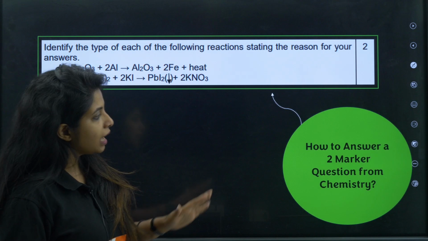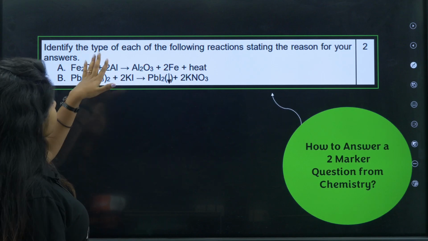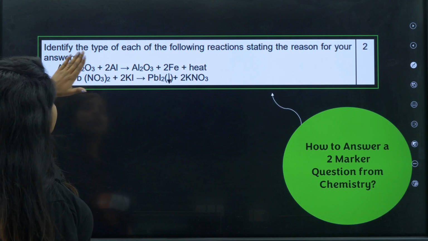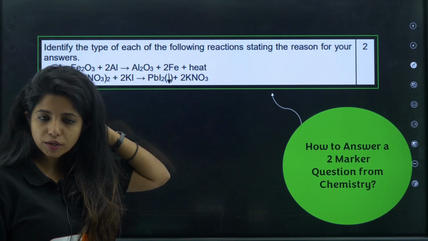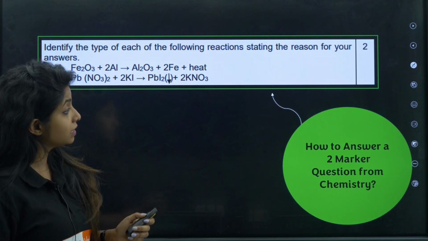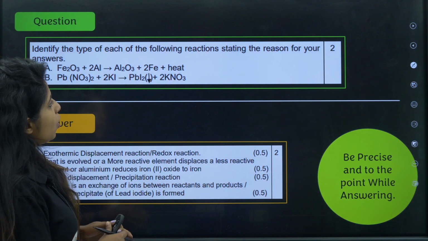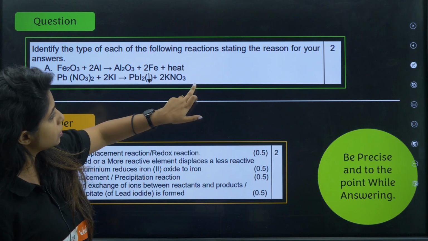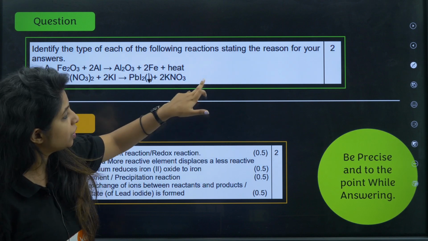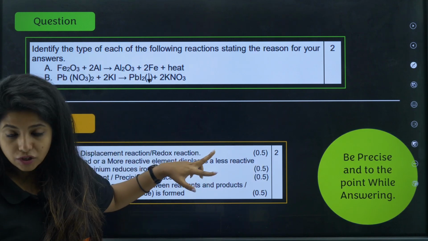Now going ahead, how to answer a 2-marker question from chemistry. Over here they have written, identify the type of each of the following reactions, stating the reason for your answer. So it's a 2-marker question. We can think that 1 mark is for this, 1 mark is for this. But is it actually like that? Over here we assume 1 is for this, 1 is for this. How can I divide the 1 mark? Basically you give 0.5, 0.5 for the sub parts of the answer.